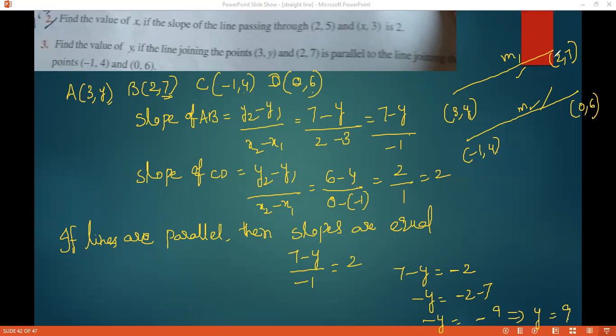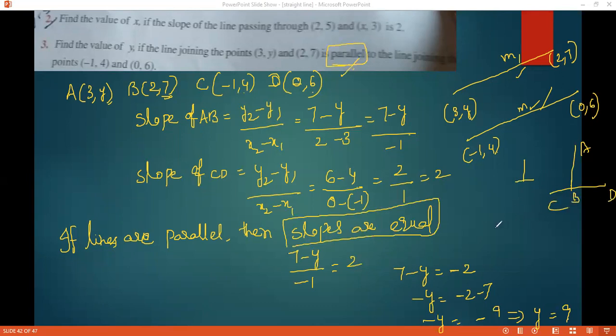So what is the concept we used here? This is the key word in the question: parallel. Whenever they give parallel, then you go for the slopes are equal. The lines AB and CD may be perpendicular also. If these two lines are perpendicular, the product of slopes is minus 1. When the condition is perpendicularity, you take it like that. Okay, clear? Let us move to the next question.